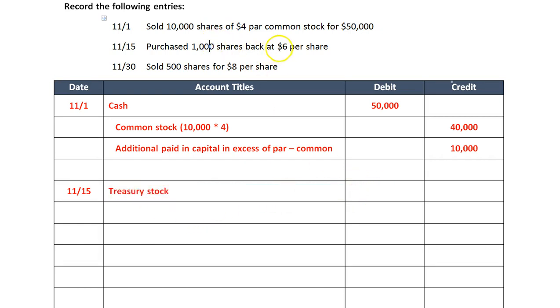Alright, treasury stock. The method we're going to learn is the cost method. So treasury stock will go on the books at cost and it will come off at cost. In this case it'll be 1,000 times 6. And we're buying it, so we're paying out cash to do so.